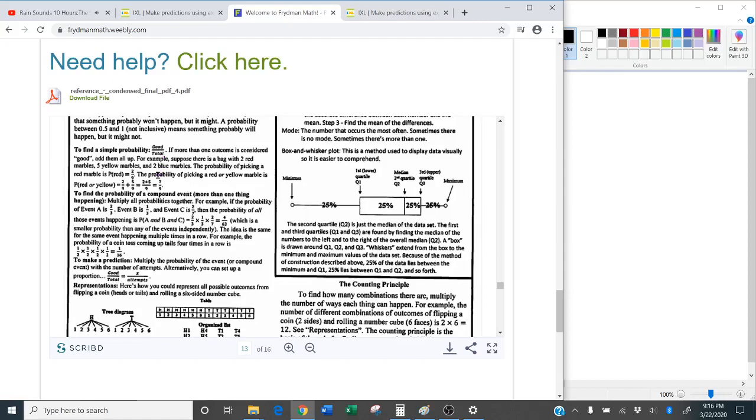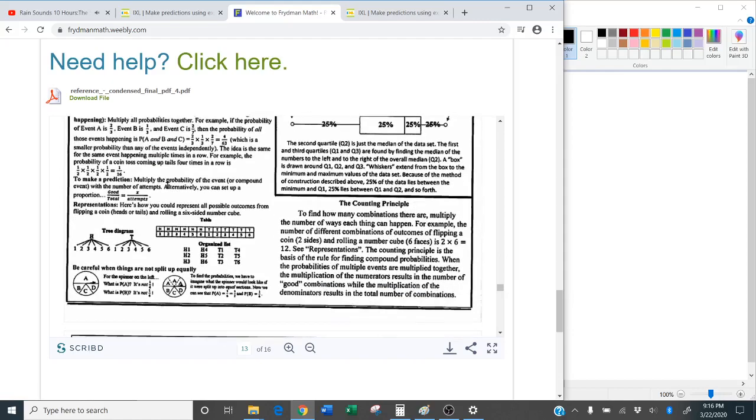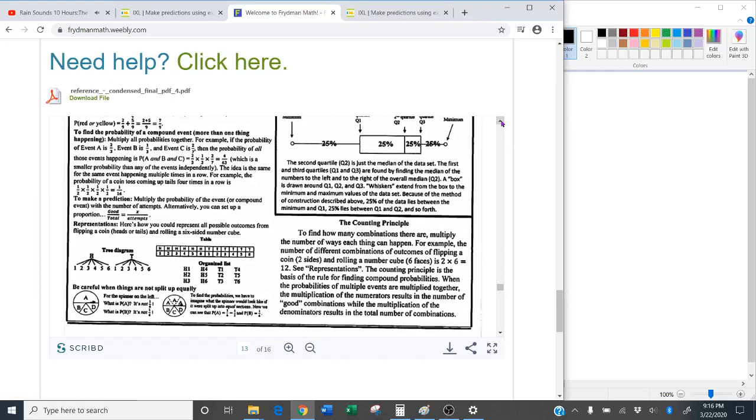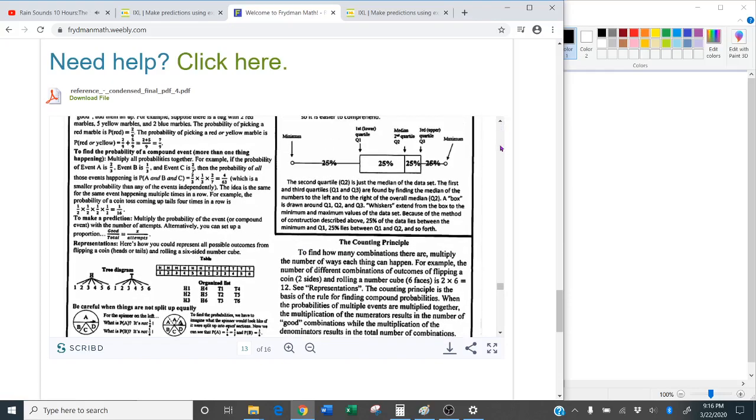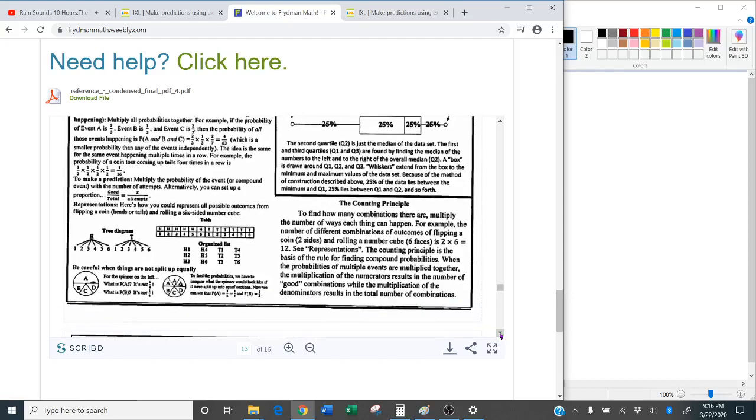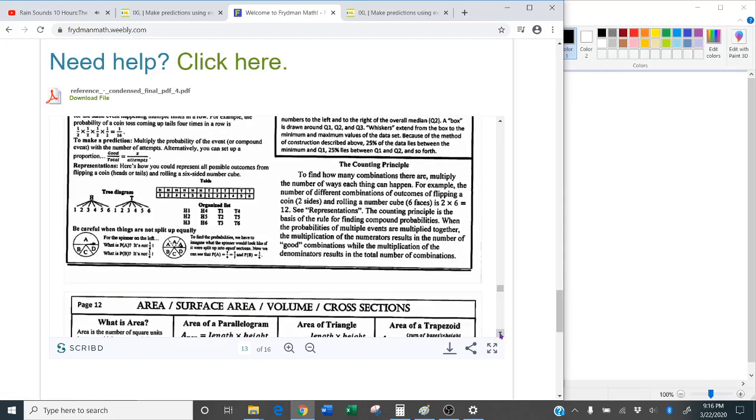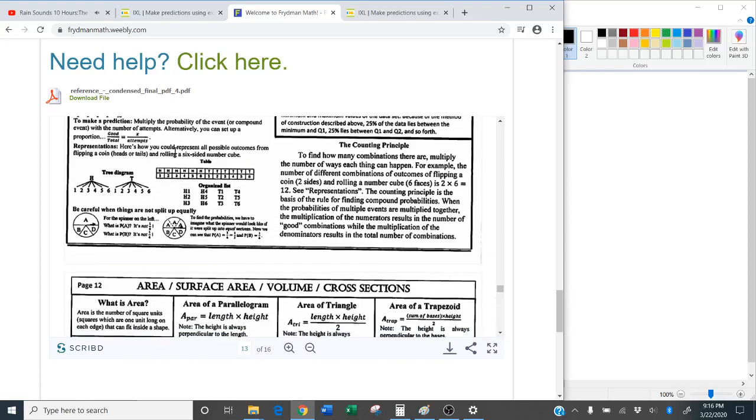Now, if we know the probability of an event, so we know how likely it is to happen, how can we make predictions? If I know, let's say, that there's a 70% chance of something happening, and then I do that thing over and over and over again, how many times am I likely to be successful? All of this is going to make a little bit more sense as we do the problems, obviously, but I still just want to read through this part of the reference page.